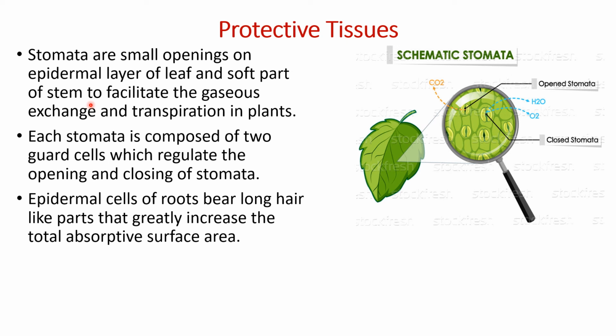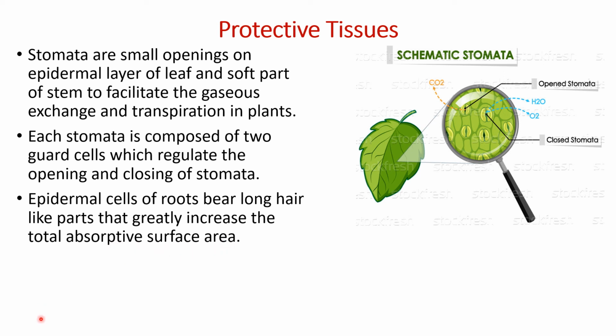So wherever there is green color, there is a presence of chlorophyll, and there will be a very small amount of stomatal opening. Stomatal openings are profoundly found in leaves. Okay. Then, sorry, in stems there will be a different opening called lenticels. Okay. And each stomata is composed of two guard cells which regulate the opening and closing of stomata. This we have already discussed. Then epidermal cells of roots bear long hair-like parts that greatly increase the total absorptive surface area.